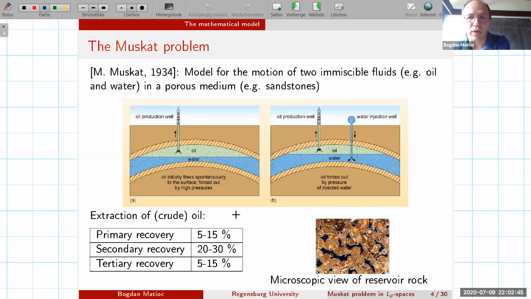However, after some quantity of oil is extracted, the pressure in the system drops, and then usually engineers pump water in the water layer and increase the pressure in the domain, and then the production rate is kept fast. So this is a secondary recovery, and the Muskat problem is a model for this secondary recovery, and this is what we model by the Muskat problem.